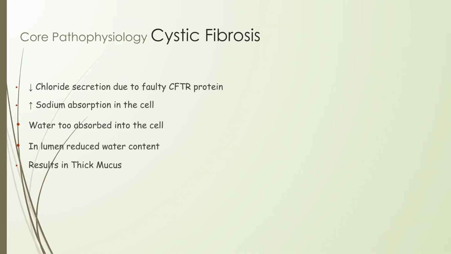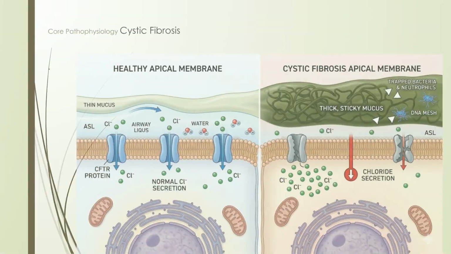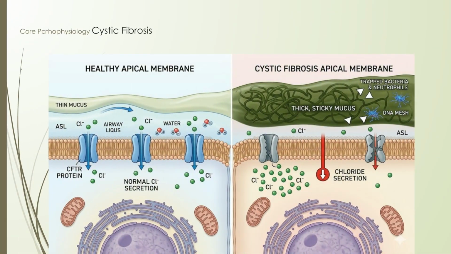The core pathophysiology of CF involves decreased chloride secretion and increased sodium and water absorption into the cell. This results in reduced water content in the lumen and, consequently, thick mucus. This diagram illustrates the difference between a healthy apical membrane and a cystic fibrosis apical membrane, showing the impaired chloride secretion and thick, sticky mucus in CF.